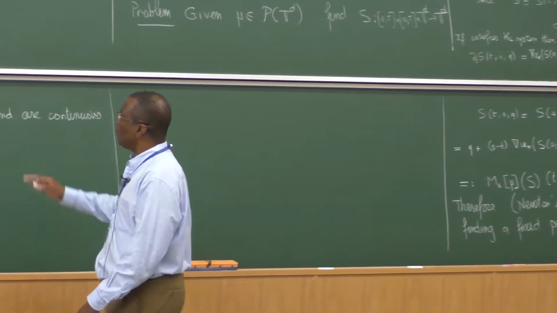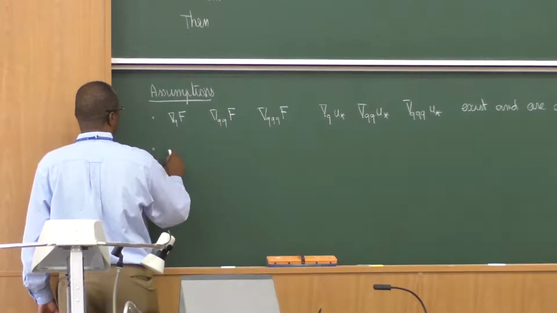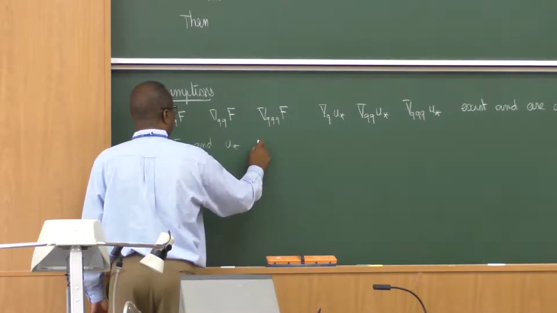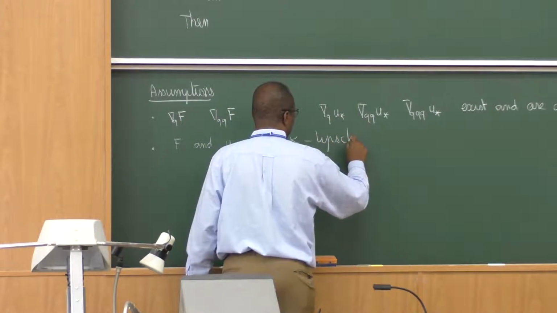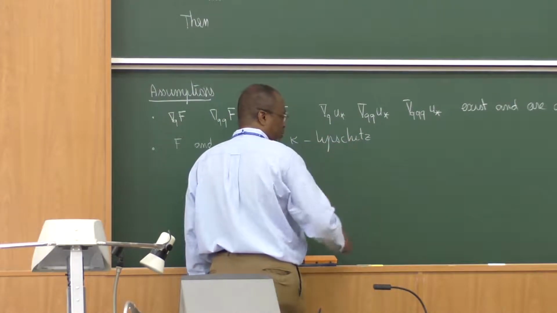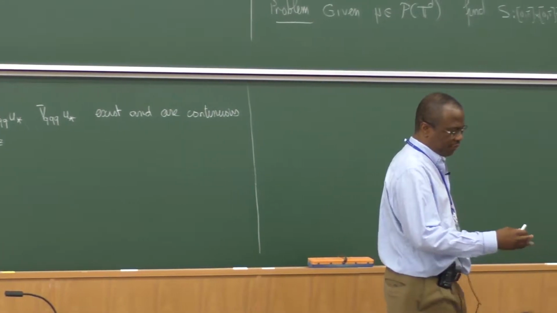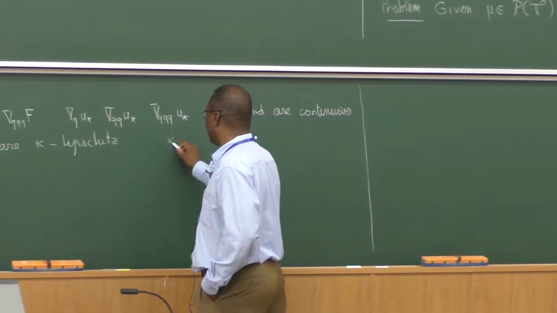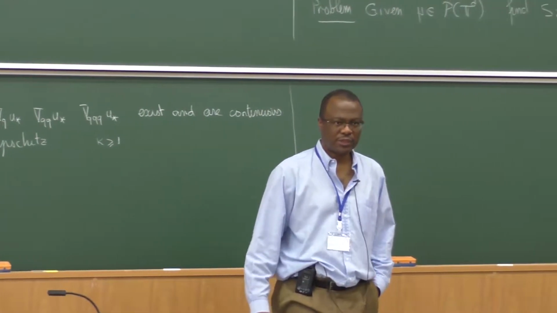So I am going to assume that F and U star are kappa Lipschitz. If they are kappa Lipschitz for a constant kappa, then they are kappa Lipschitz for the maximum of the constant kappa and 1. And so it is not a loss of generality to assume that kappa is greater than or equal to 1.